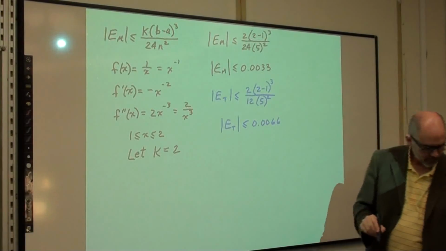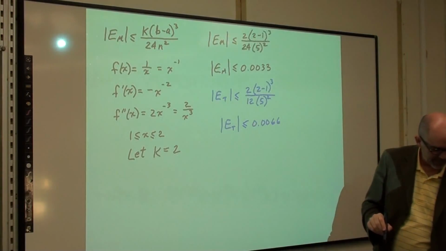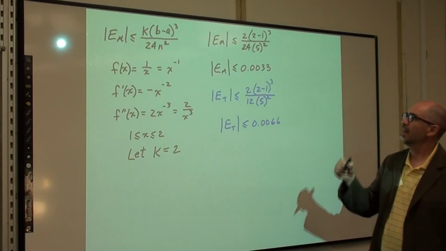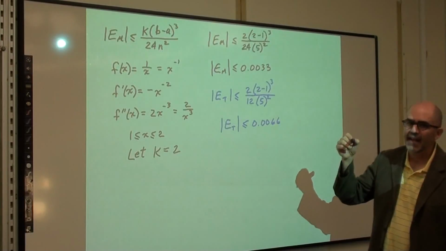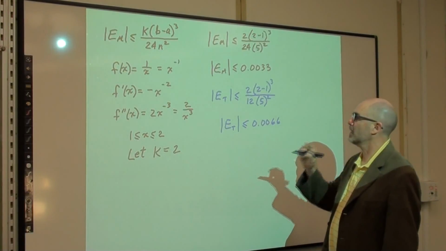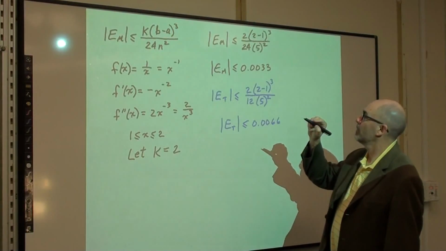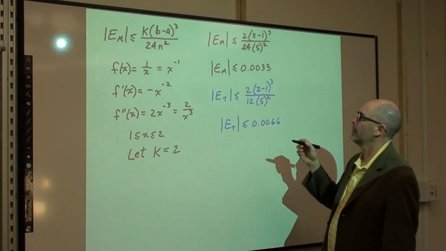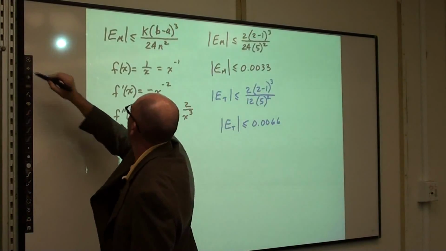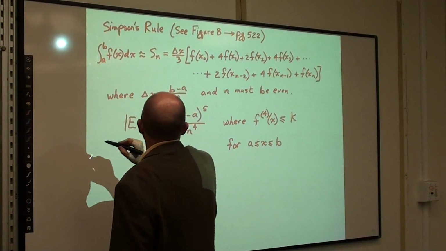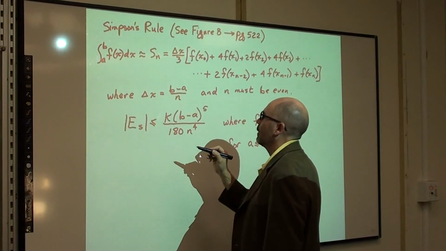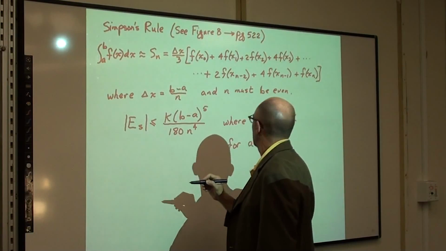Now, let's do the error of the Simpson. Now this is going to be a little bit different because the k is different. The n, we took more rectangles, so that's going to be different. And the b minus a is the same. Okay, so let's do that. So, yeah, we might as well just start here. So this time, we need the fourth derivative.